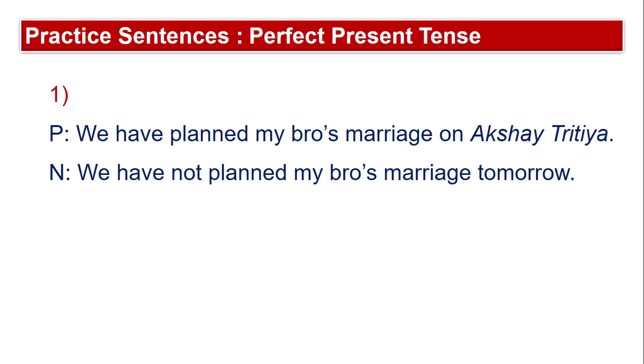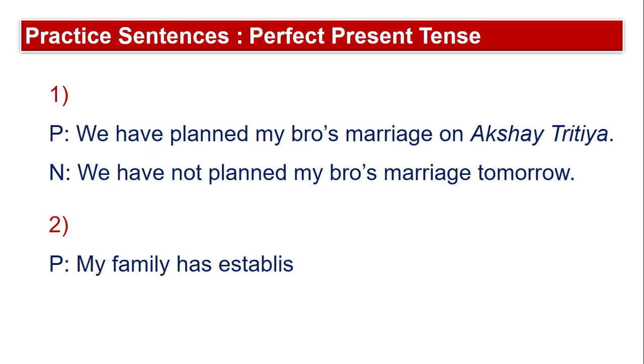So the first sentence is on your screen at the moment. We have planned my brother's marriage on Akshaya Tritiya. Those friends who are out of India, I would like to tell them that Akshaya Tritiya is an auspicious date of getting married in India, particularly according to the Hindu calendar. So we have planned my brother's marriage on Akshaya Tritiya. We have not planned my brother's marriage tomorrow. So that's the natural way of speaking, that we use negative sentences simultaneously. So that's it for the first sentence.